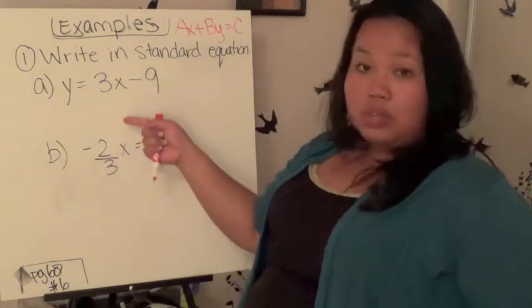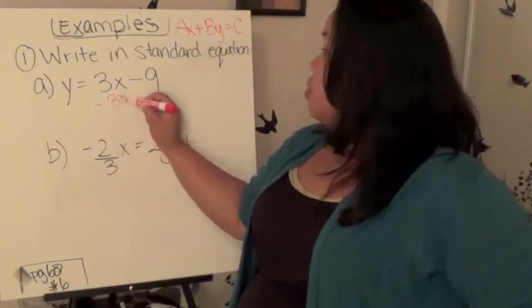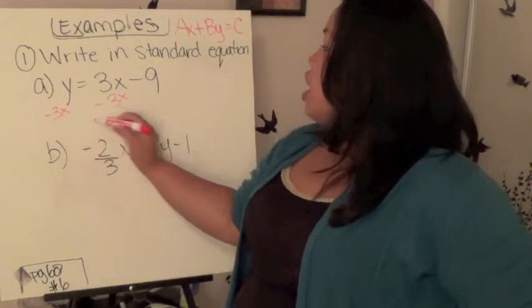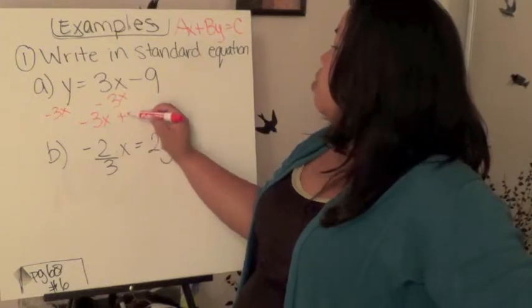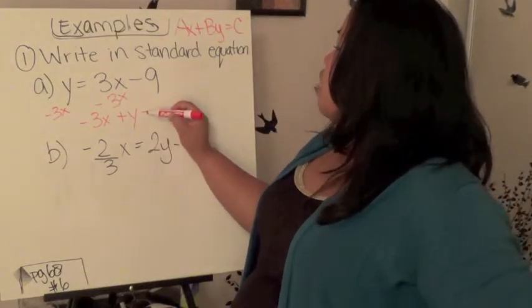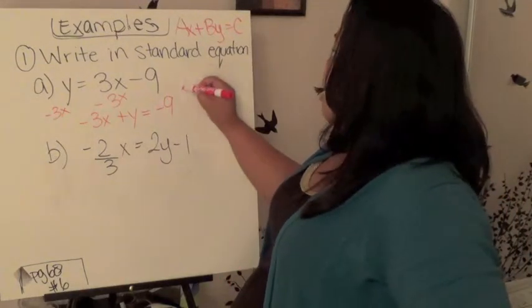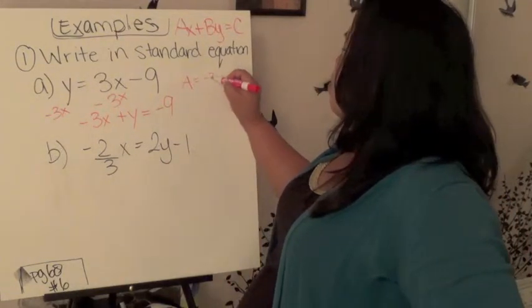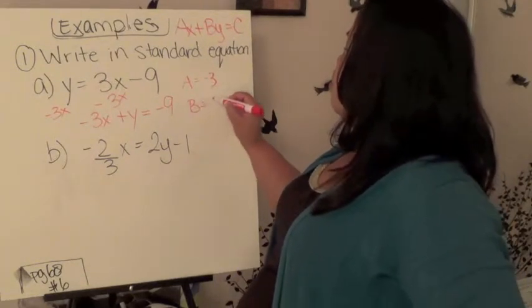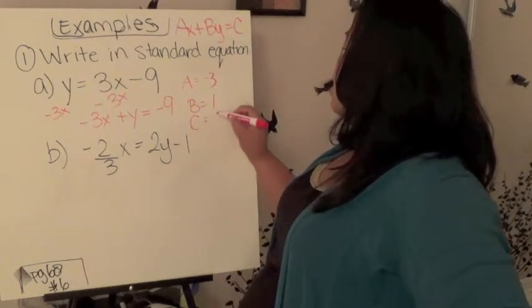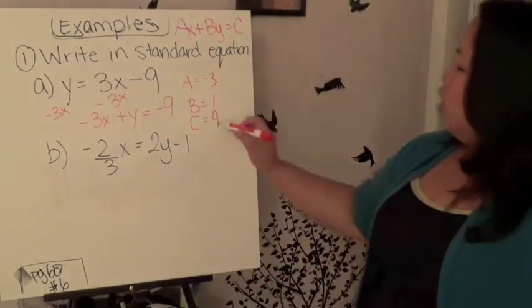Since this is a positive 3x, I'm going to subtract 3x from both sides. So what I end up with is minus 3x. This is a positive y, so plus y equals negative 9. Okay? So my a is negative 3. My b is the number in front of y, which is 1. And my c is, sorry, negative 9.